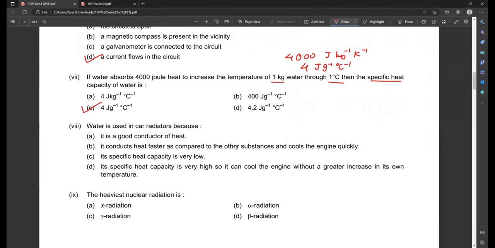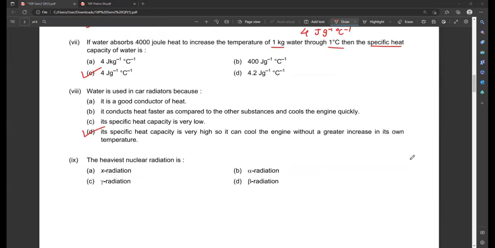Water is used in car radiators because it is a good conductor of heat. It conducts heat faster. Specific heat capacity is low. Specific heat capacity is high. So this is a good reason, as we have studied, that water has a high specific heat capacity.